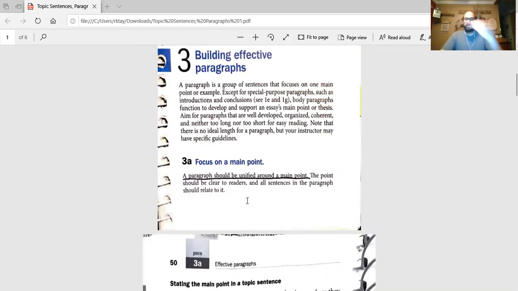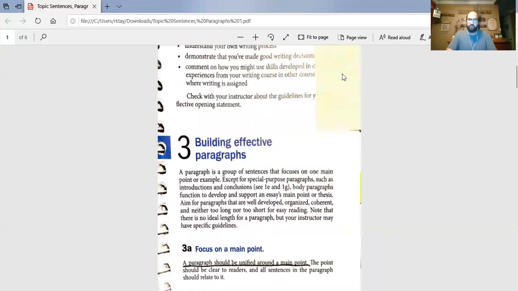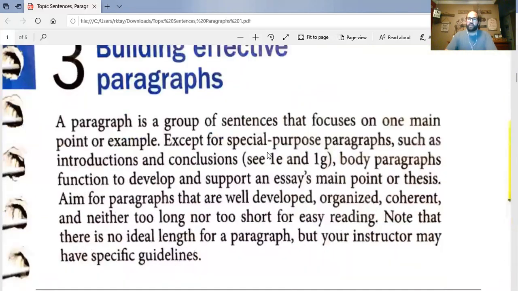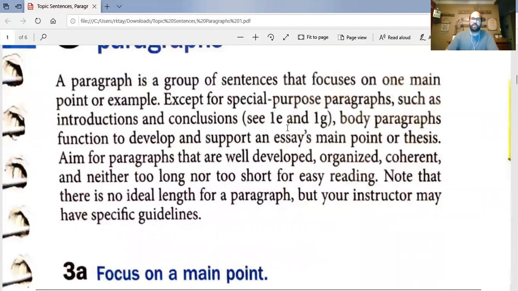So we're going to talk first about building effective paragraphs. Let me see if I can make this a little bigger. Yeah, there we go. So we're going to talk about building effective paragraphs. I hope you guys can see this.